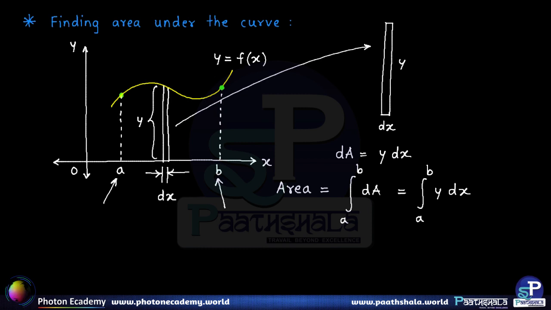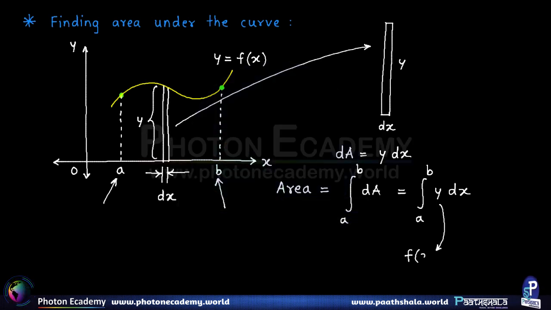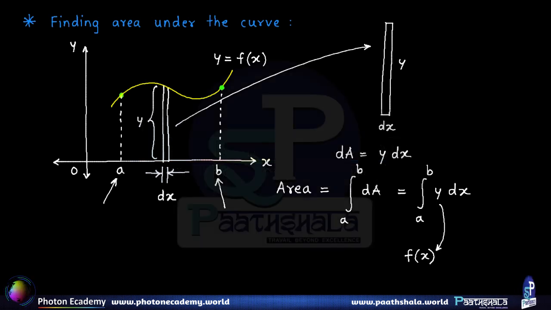Since y is given to us in the form of the definition of the function, we know how to express y in terms of x. Once we put y as f of x, we can calculate the integral of f of x using all the known methods that we have seen, and we integrate that between the limits a to b. Finally we evaluate using the limits a and b, right? That is the way to find the area between a curve and the x-axis.